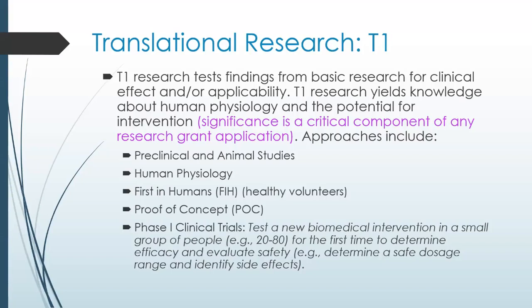Proof of concept means that you're testing it in a small number of patients, and you get enough data that says, yes, this is worth testing in a larger group, because large clinical trials are expensive, and we want to make sure that we do the right ones that are going to yield the greatest value. And then T1 research also includes phase 1 clinical trials, where you test a new biomedical intervention in a small group of people, say 20 to 80, and again, identify efficacy and evaluate safety.